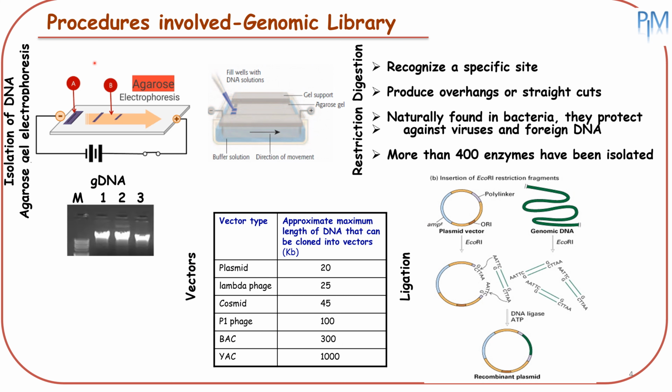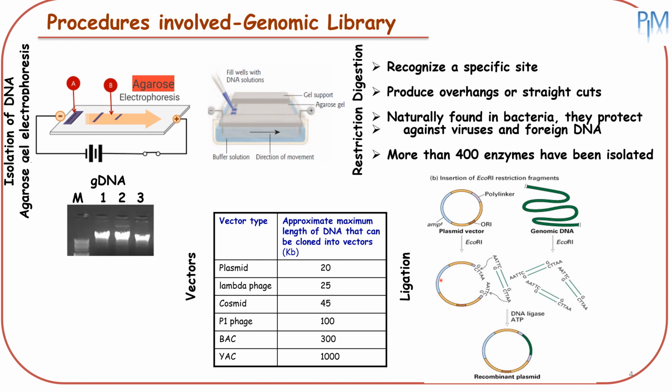Let me explain the procedures involved in constructing and screening genomic DNA libraries. As a first step, we have to purify and isolate the DNA. Then we have to analyze the DNA by way of using agarose gel electrophoresis. Then the purified DNA may be digested using restriction endonuclease enzymes into small fragments, and those smaller fragments can be cloned in plasmid or other suitable vectors.